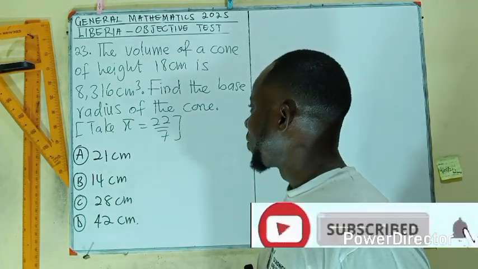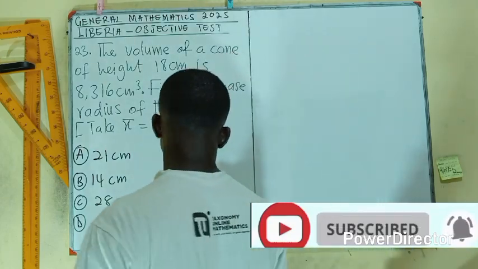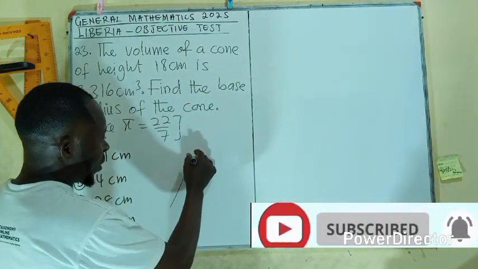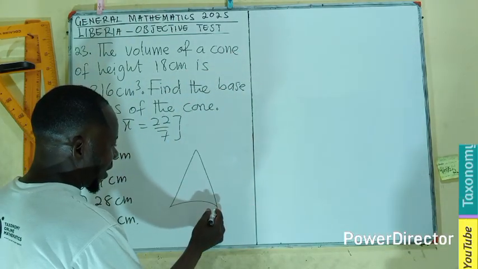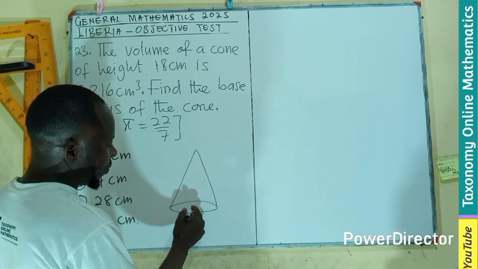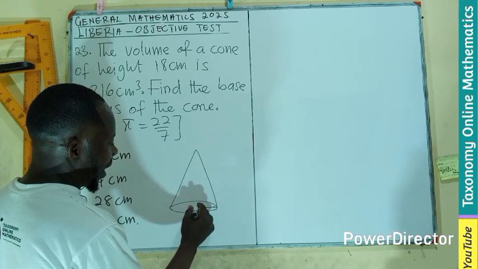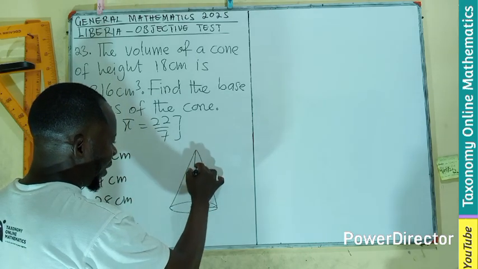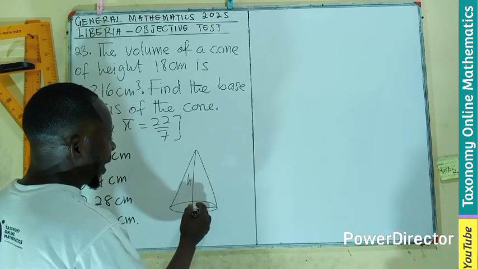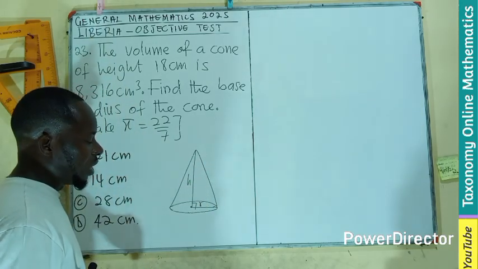Question 23. The volume of a cone of height 18 centimeters is 8,316 centimeters cubed. We are to find the base radius of the cone. We know a cone is of this structure. From here to the end is the radius. From the apex to the base is the height, which is perpendicular to the base.